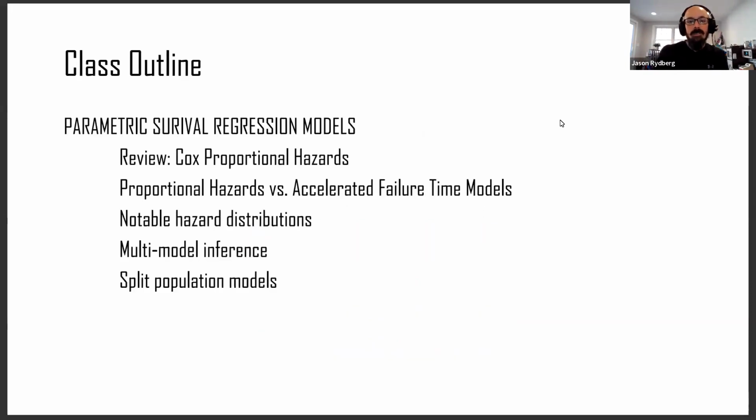So what I'm going to do in this class, I'll do a brief review of the Cox proportional hazards model. I'll talk about two different flavors of parametric survival regression models. These would be proportional hazards variations and a new accelerated failure time variation. Talk about some of the major distributions that are used with these models, which can be a little bit different than what we've used so far with the generalized linear model. And finish off with a very brief preview of so-called split population models.